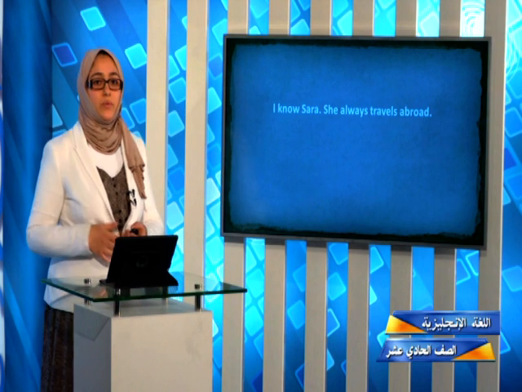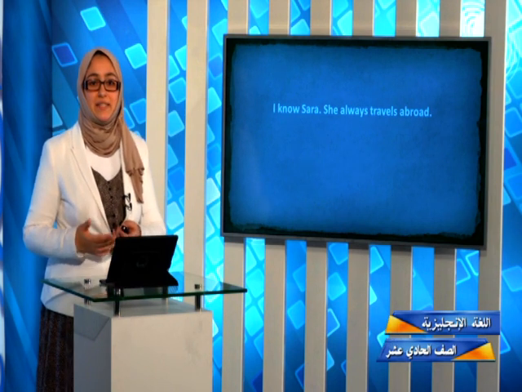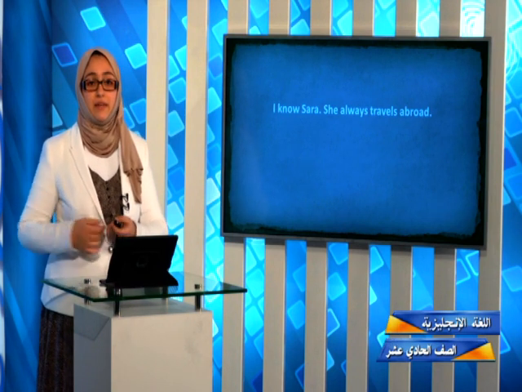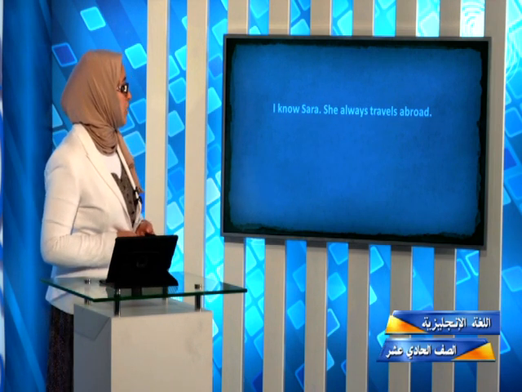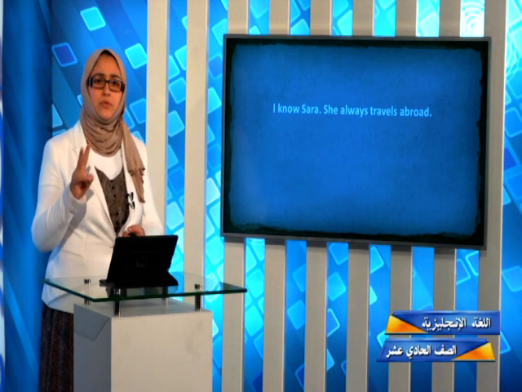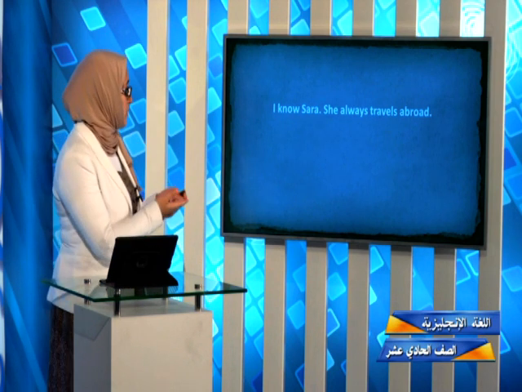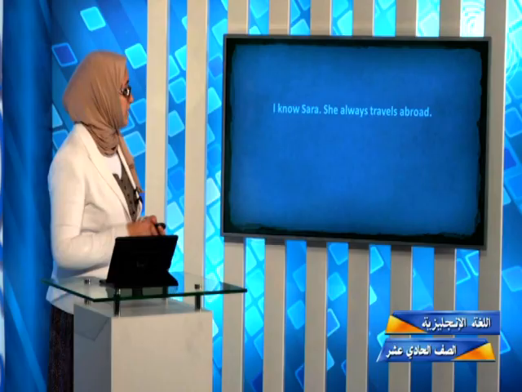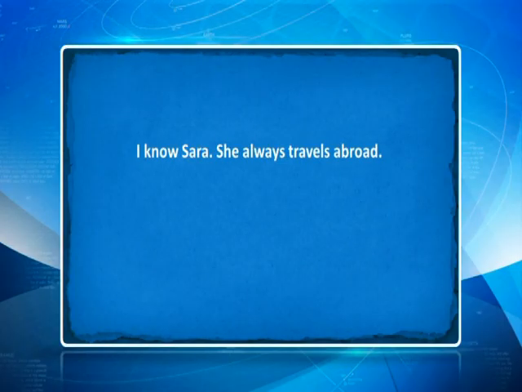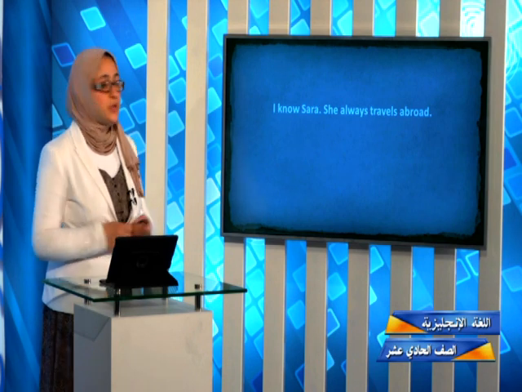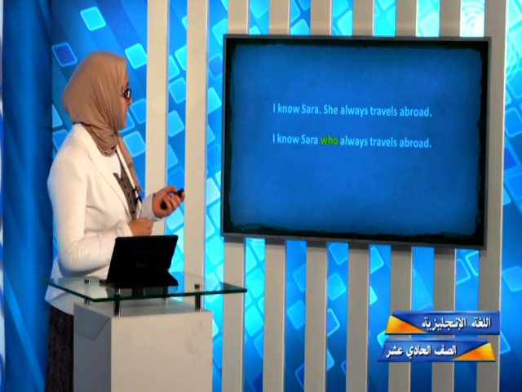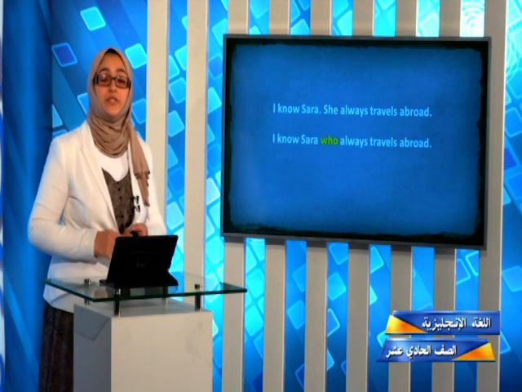Now we will begin with looking at some sentences that will further elaborate and explain this concept. So you have this sentence here, I know Sarah. She always travels abroad. Now notice that these are two separate sentences. The first one, of course, is I know Sarah, period. And then she always travels abroad, another one. So what is a way in which we can link them together and create one sentence out of these two? So the answer is, I know Sarah who always travels abroad.